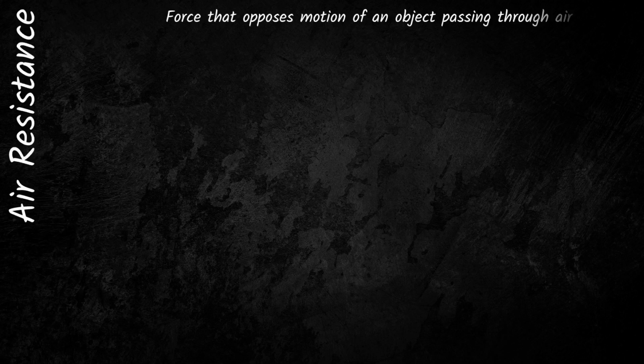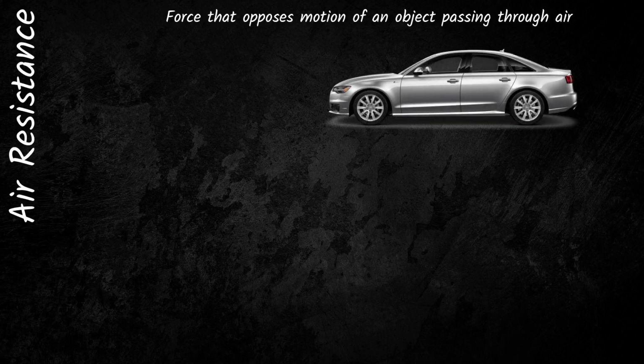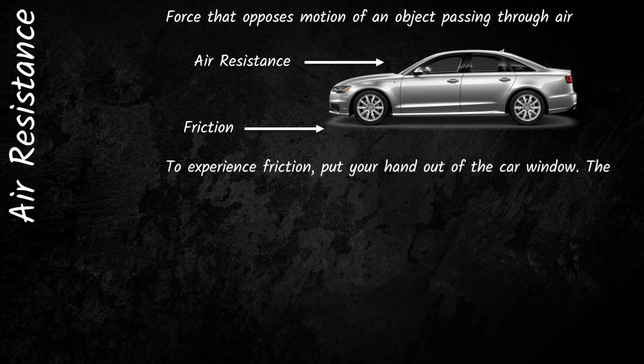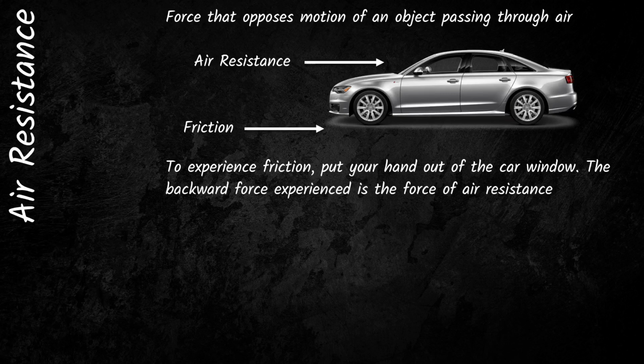Like friction, air resistance is also a resistive force, but it only opposes the motion of objects passing through air. Example, a car experiences both friction and air resistance. We can also take the example of an airplane. An airplane is not in contact with any surface, but it still experiences resistive force due to air resistance when it moves through air. Even you can experience air resistance if you put your hand out of a moving vehicle. The backward force that you feel on your hand is the air resistance.